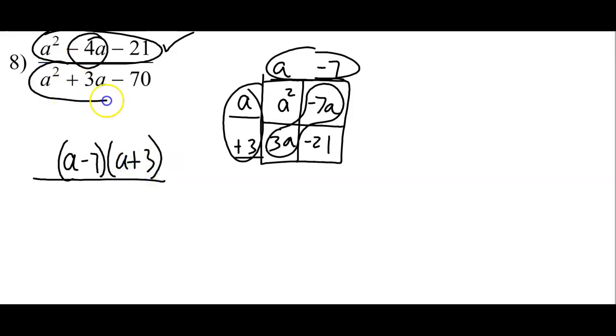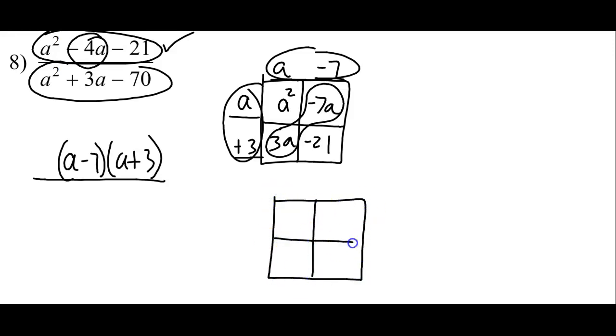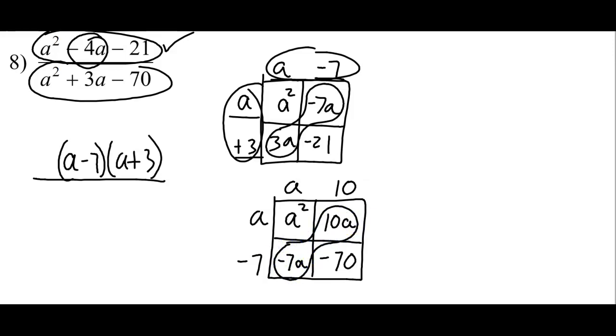We're also going to factor the bottom, once again using the box method. First term goes here, last term goes here. A times a makes a squared. 10 times -7 makes -70. Fill in your box. You know you got it right if these 2 numbers add up to make the middle, which they do. So we have a plus 10 and a minus 7.